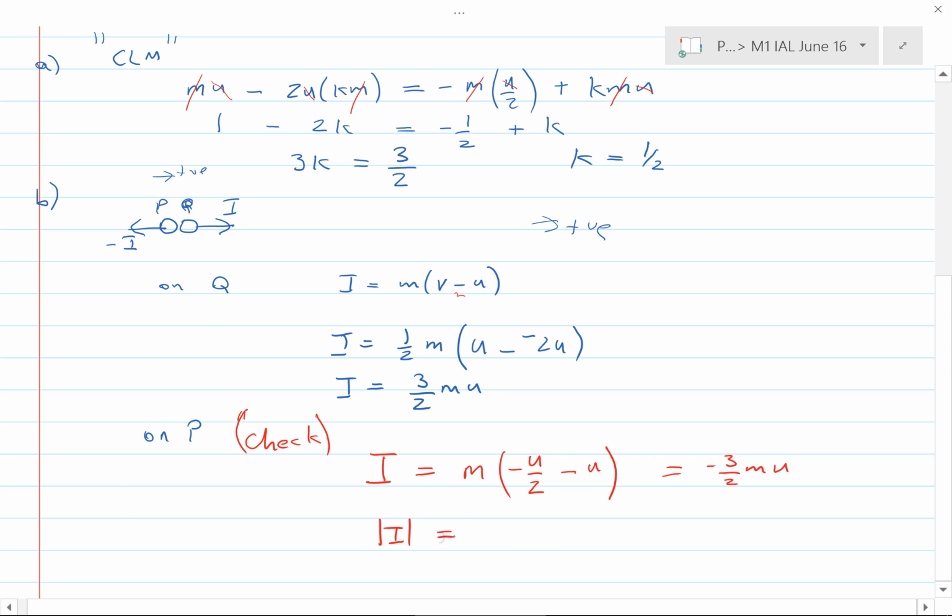Incidentally, if you did do that, you would lose a mark if you didn't then go on to say the magnitude of the impulse is equal to 3 over 2 mu. That must end up positive because it talks about magnitude. Okay, so that's question 2.